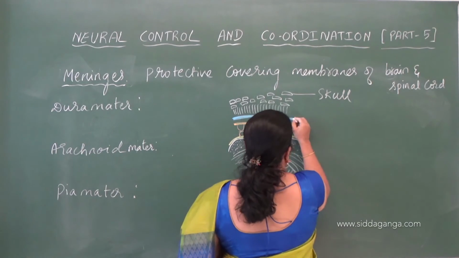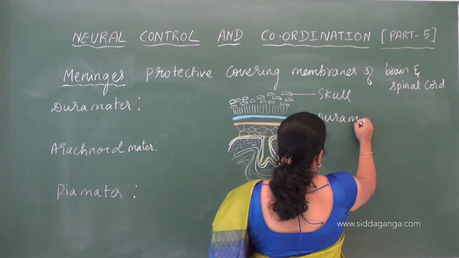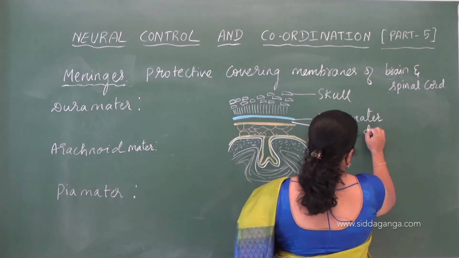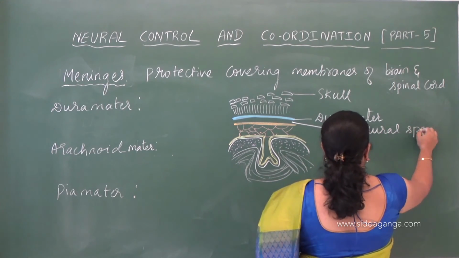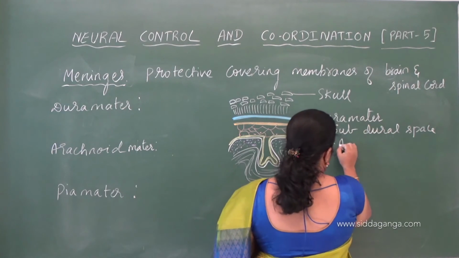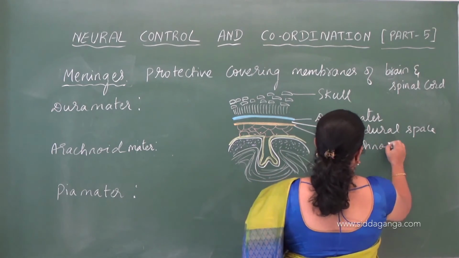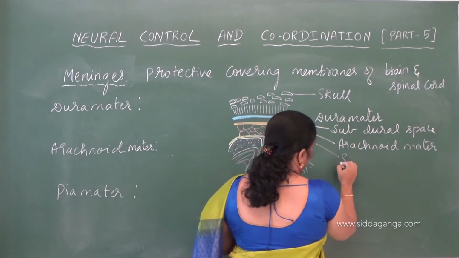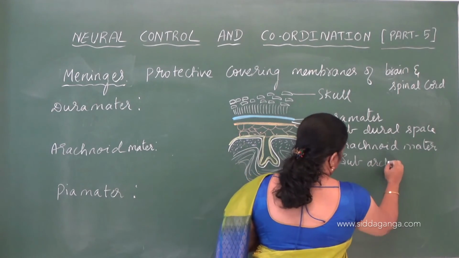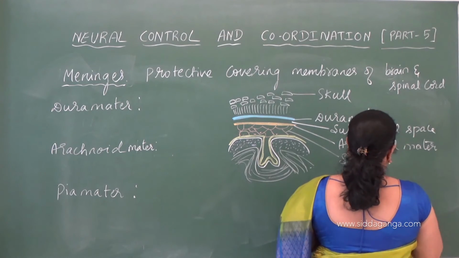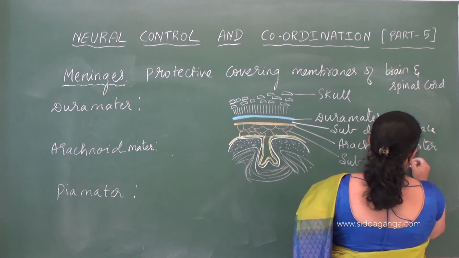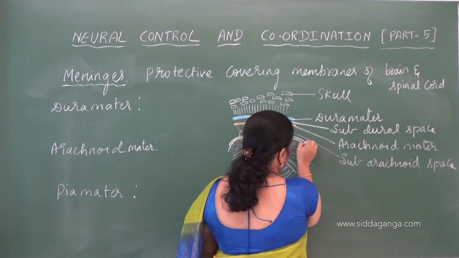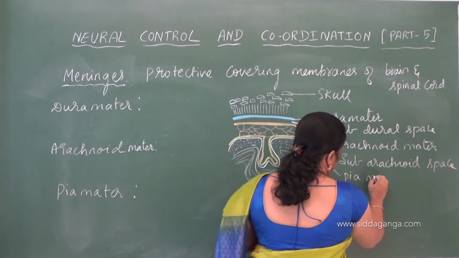Skull, dura mater, subdural space, arachnoid mater, sub... and the yellow one is pia mater.